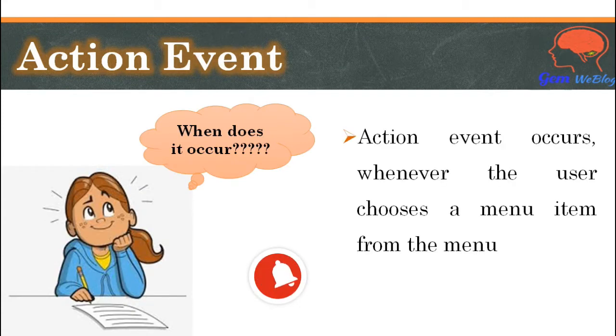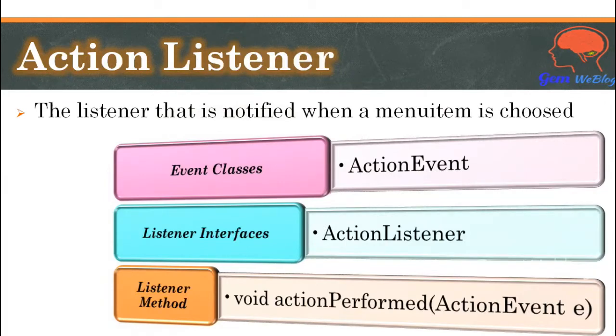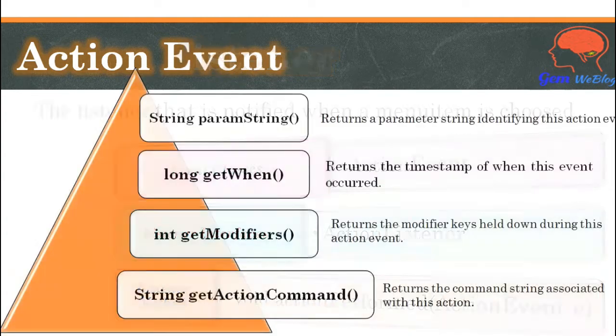This action event occurs whenever the user chooses a menu item from the menu. The ActionListener will be notified whenever a menu item is chosen from the menu. What methods are available under this ActionListener interface? It contains a single method, actionPerformed, which receives the object of the ActionEvent class.